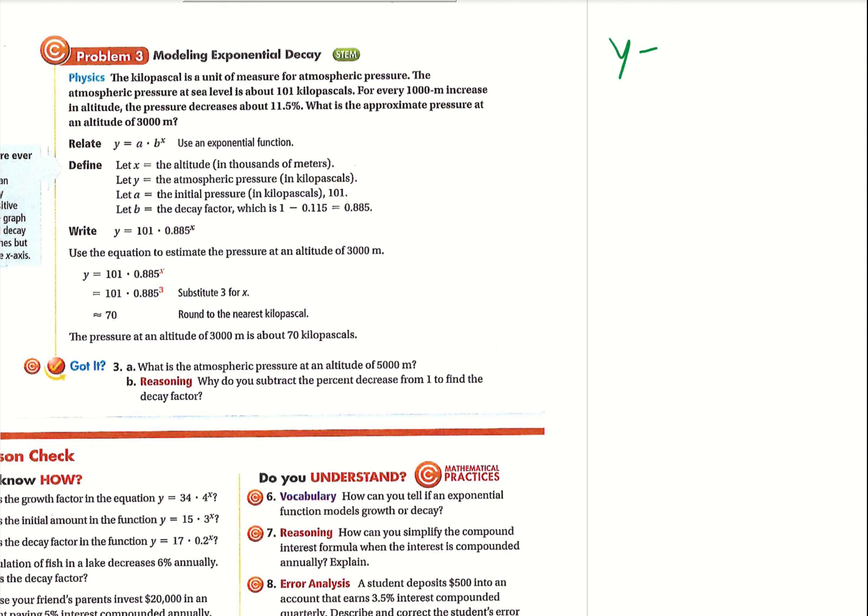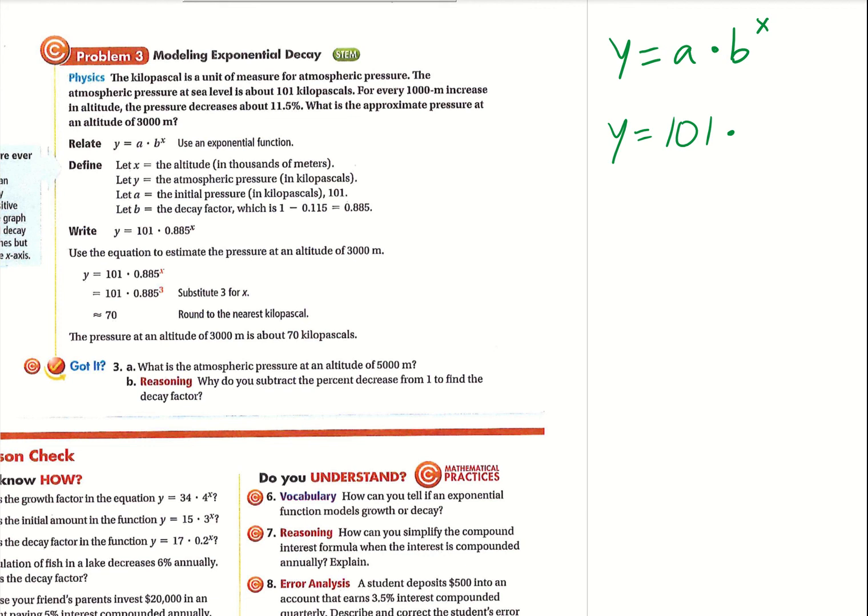So we'll go ahead and set it up. y equals a times b to the x. Then we will write out the stuff that we know. y is what we're trying to find. a is our initial value, and that would be 101. b is then going to be our growth or decay factor. We know this one is decay.